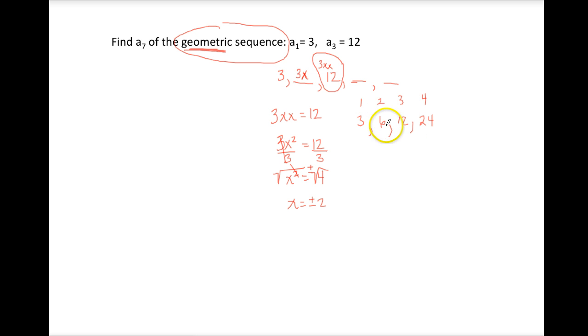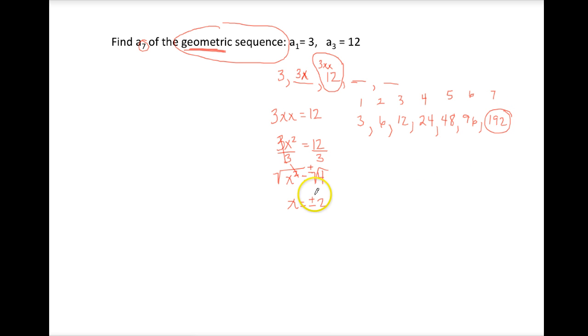So here's our first, second, third, fourth term. We want to find out what our seventh term is, so we just continue on. To get to the next term, 24 times 2 is 48. To get to the next term, 48 times 2 is 96. We're almost there. And to get to the seventh term, 96 times 2 is 192. So our answer is that the seventh term is 192.